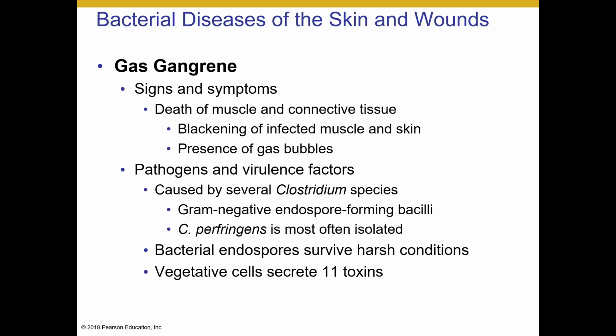Gas gangrene is a severe infection characterized by rapid tissue destruction. Patients may notice sudden pain, swelling, and discoloration of the affected area. The tissue may turn black due to necrosis, which means tissue death. One distinctive feature is the presence of gas bubbles in the tissue. These bubbles form because the bacteria produce gases as metabolic byproducts. The skin may feel crackly when touched, a sensation known as crepitus. This infection progresses quickly and is a medical emergency.